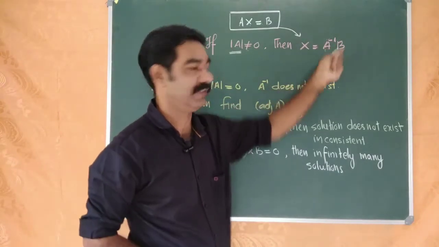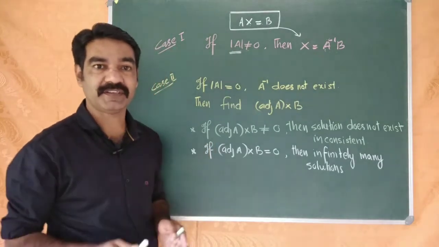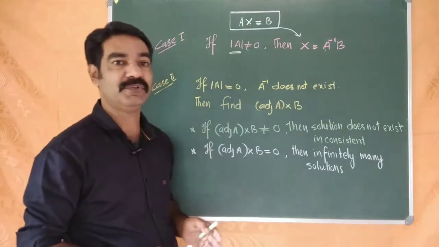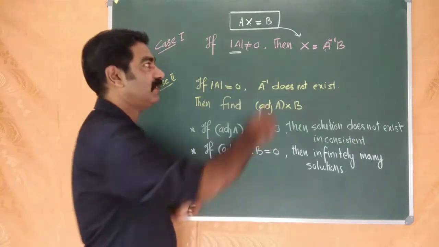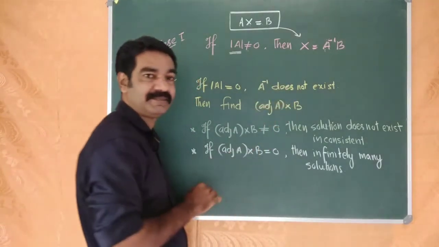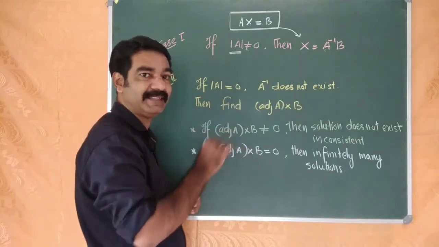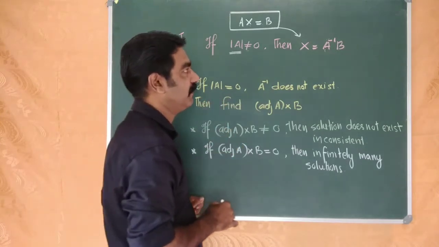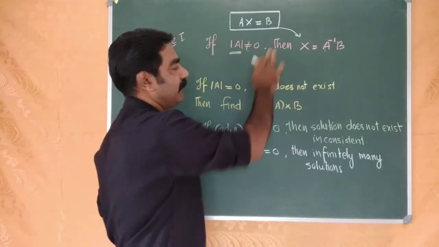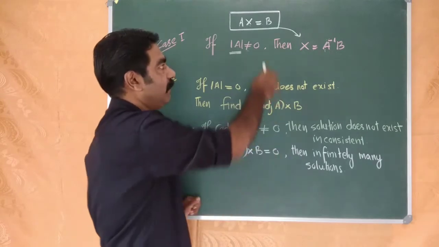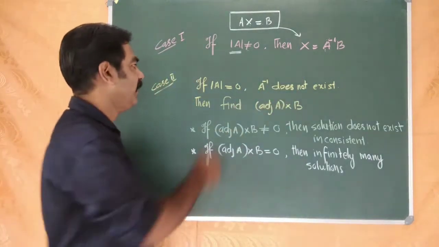This equation provides a unique solution, exactly one solution, for the given system of equations, and the equations are said to be consistent, because the solution exists. And this method of solving a system of equations is also called the matrix method.